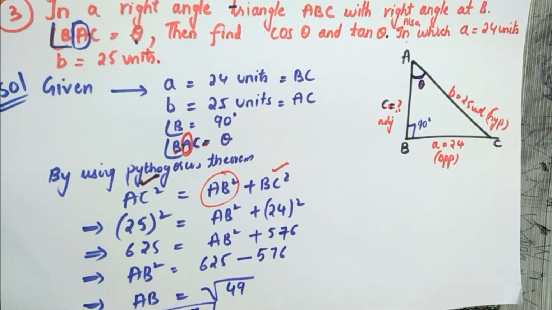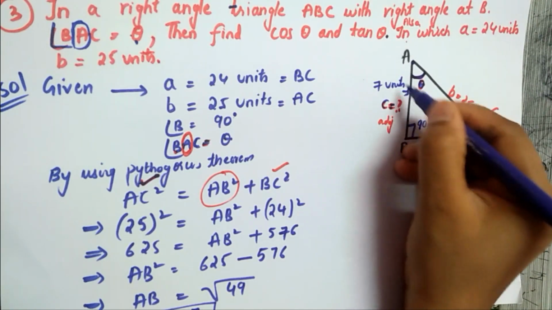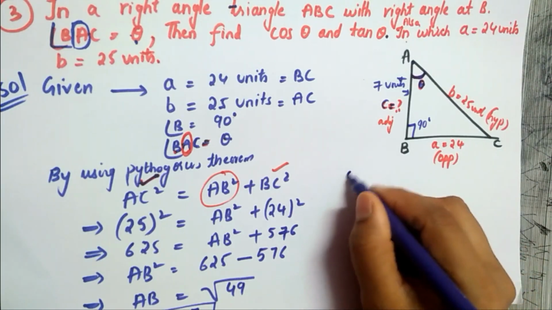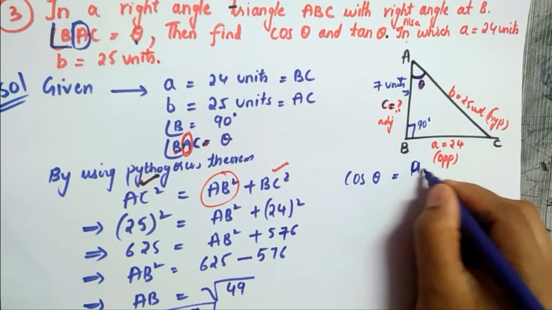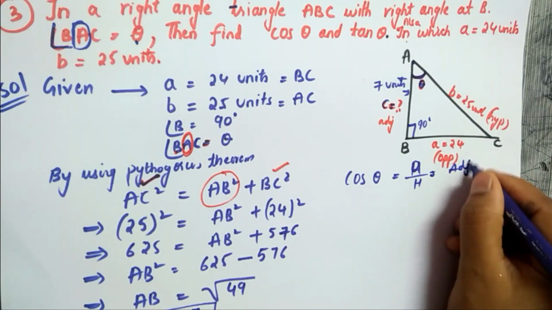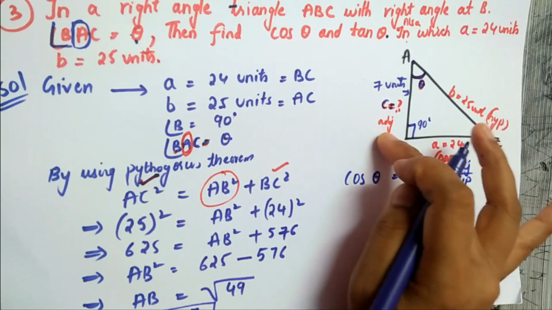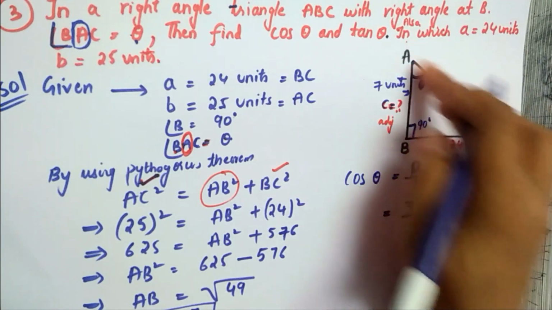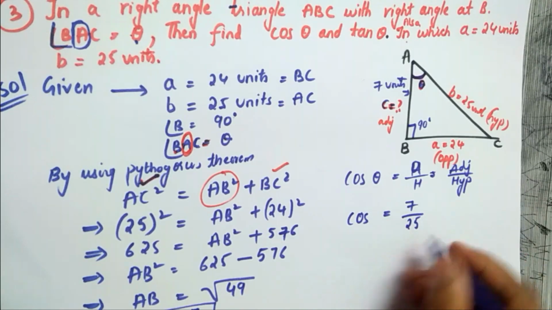Easy now? This is 7 units. Now you can easily find out cos theta. What is cos theta? Adjacent by hypotenuse. What is adjacent? We just now got it, 7. What is hypotenuse? Already we know it, 25 units. So cos theta is 7 by 25.